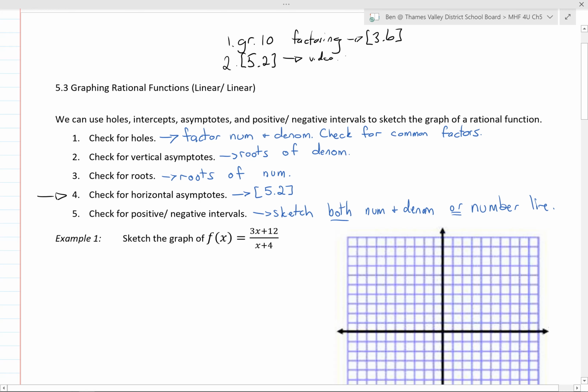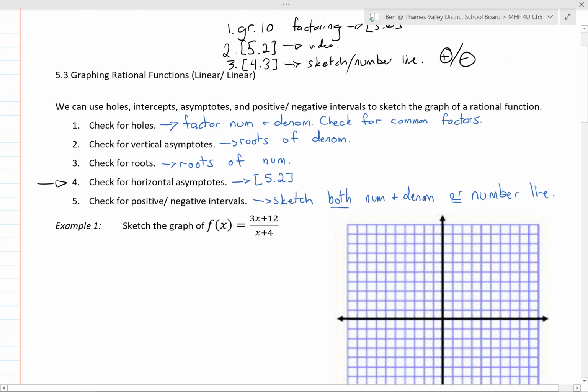And lastly, we're relying on what we learned in section 4.3, which was using a sketch or a number line to determine the positiveness or negativeness, if you will, of a function. Okay, so we're going to jump right in here. We'll follow a specific procedure that we already hinted at yesterday in section 5.2.